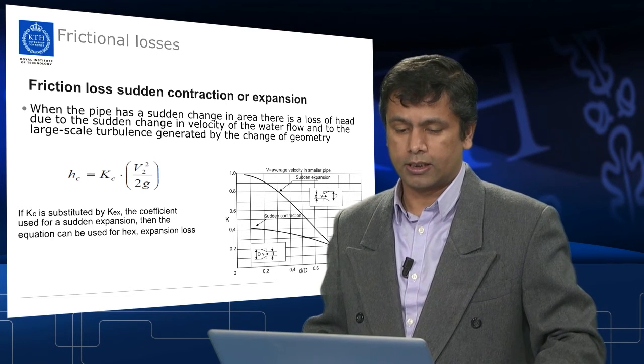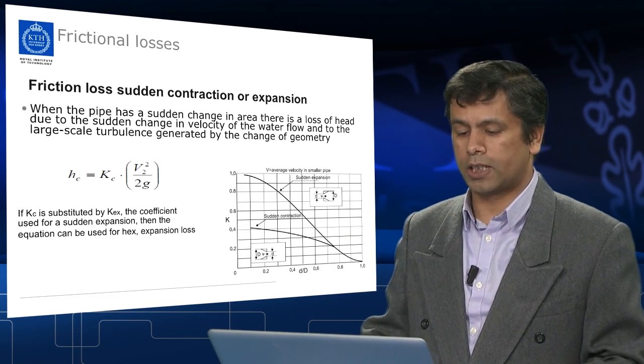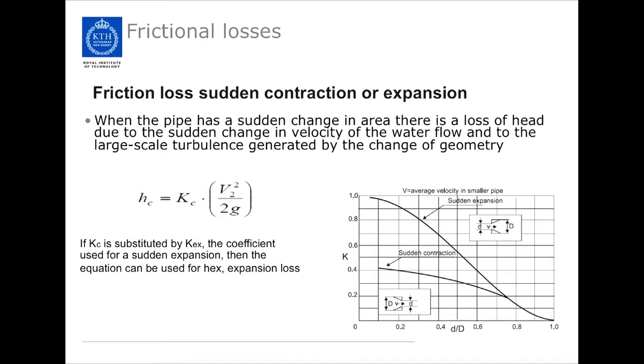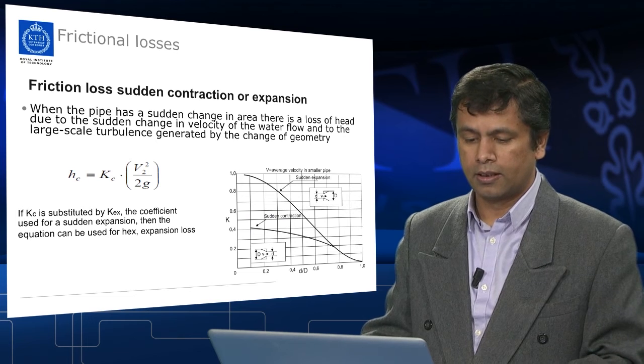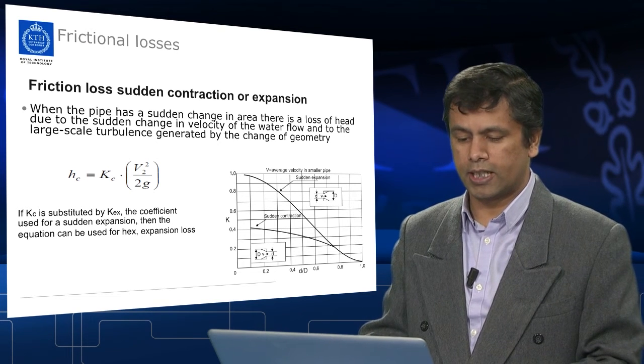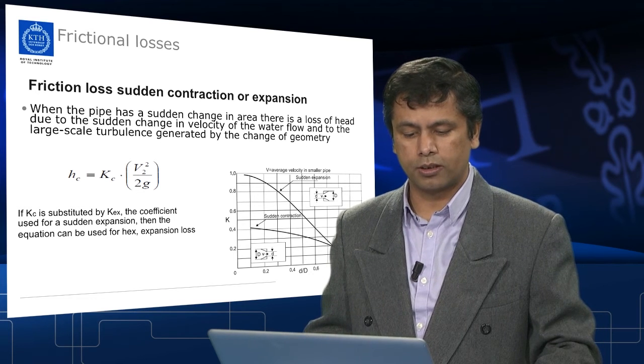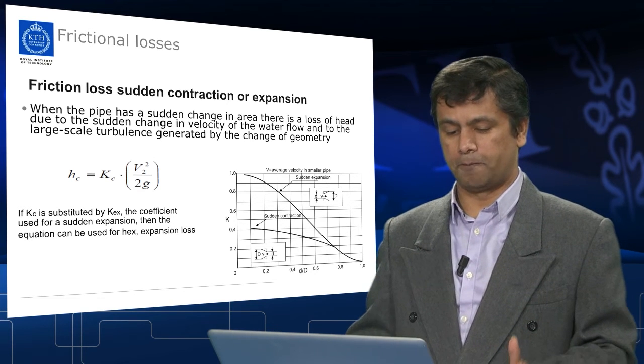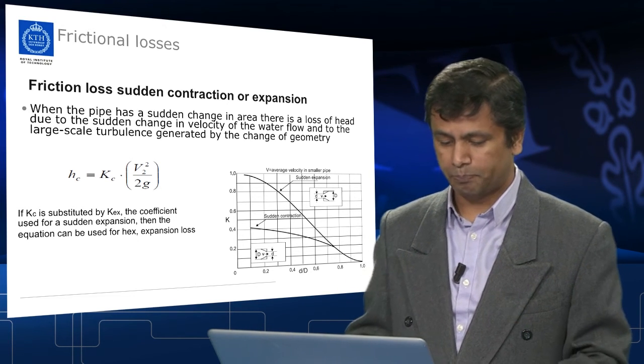Now another loss is the contraction and the expansion loss. This happens when you have a change in the cross-sectional area within the pipe. So if you have two different sizes of pipe across the alignment, then you have this kind of contraction and expansion losses, which is again represented by hC is equal to KC times V square by 2G, where KC is substituted by KEX if you want to calculate the losses during the expansion.